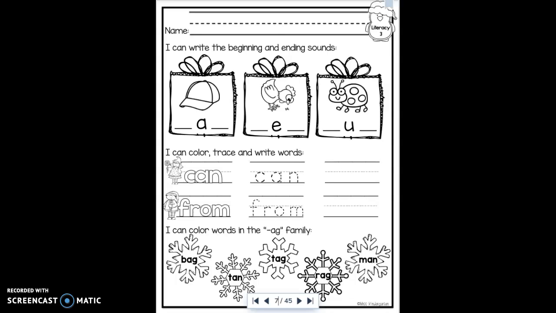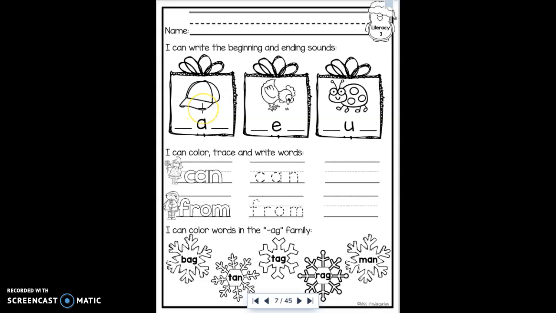Today we need to take out our morning work folder and we're going to be working on literacy and math number 3. So make sure your literacy page has the penguin at the top with the number 3 on his tum-tum. Okay, same instructions as the last 2 days. I can write the beginning and ending sounds. So they give me 3 images and I have to figure out the beginning sound and the ending sound.